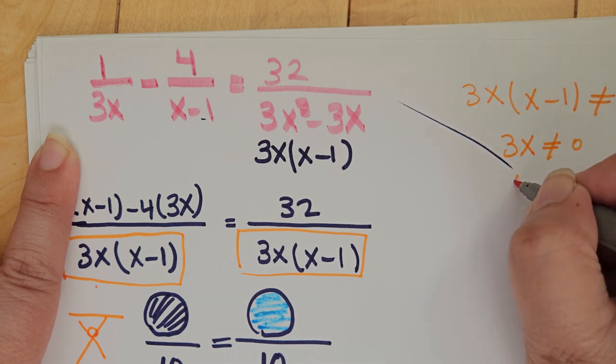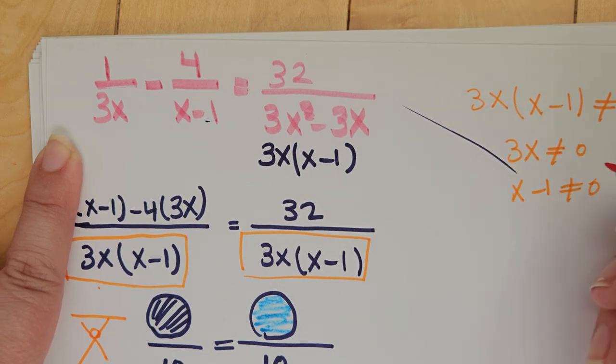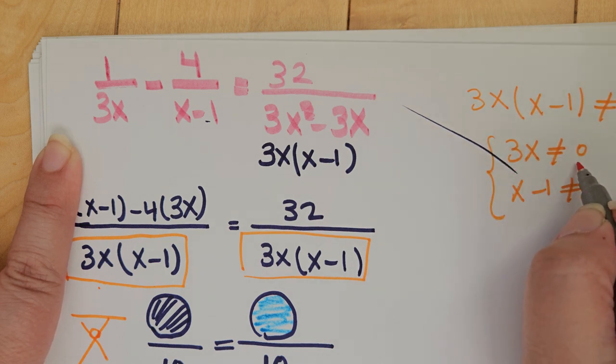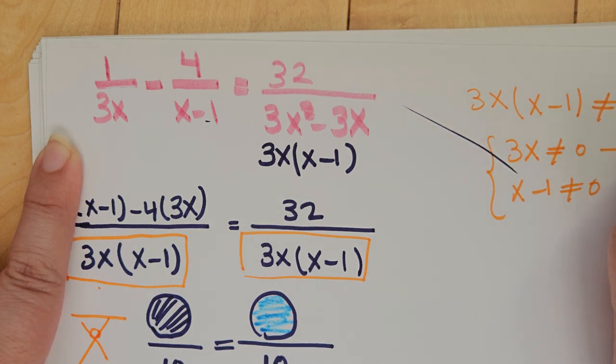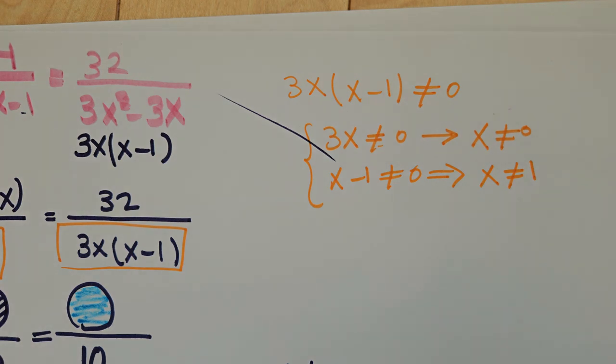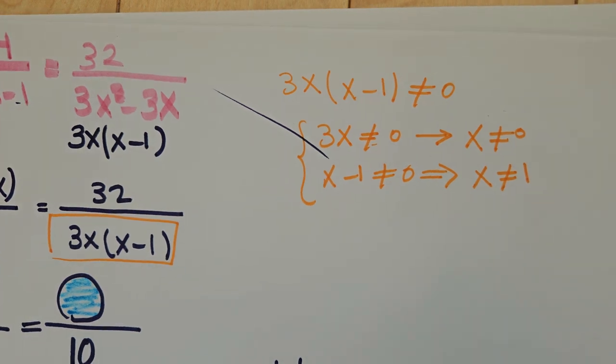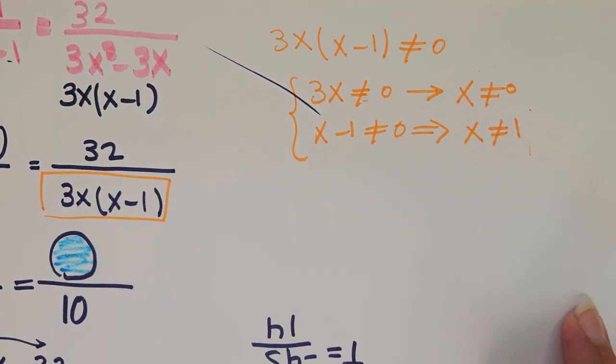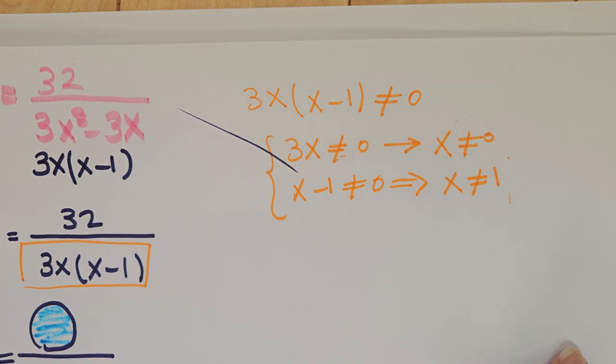That means 3x should never be 0. x minus 1 shouldn't be 0. So the values which make this expression 0 should be excluded. What makes 3x 0? It's 0. And what makes x minus 1 a 0? It's x equals 1. So these two values, 0 and 1, are called non-permissible values, or values which are not possible, because these values make the denominator of your fraction 0.